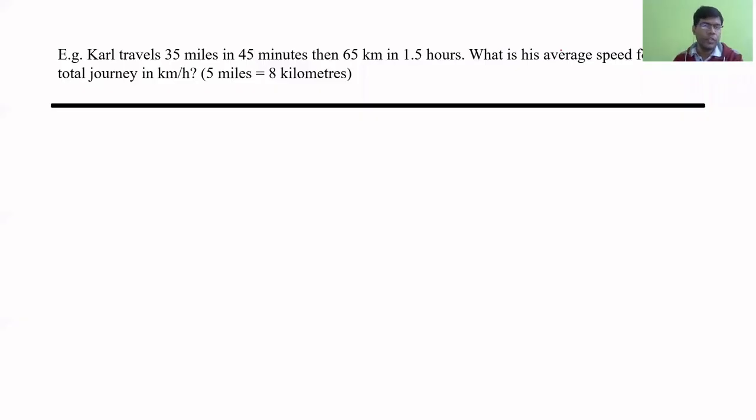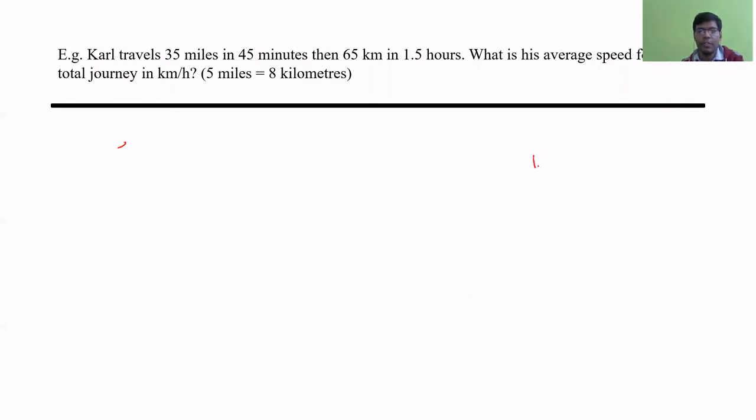So here we have our next question. A car travels 35 miles in 45 minutes, then 65 kilometers in 1.5 hours. What is his average speed for the total journey in kilometers per hour? So Carl is a person.